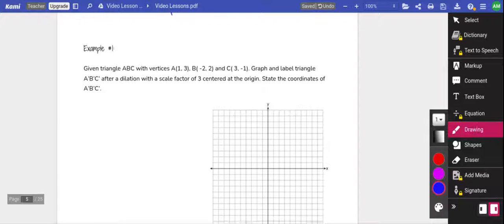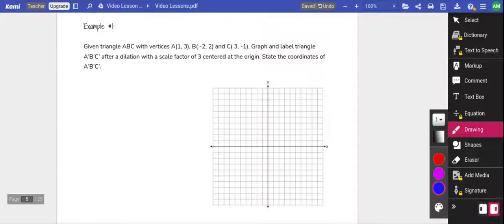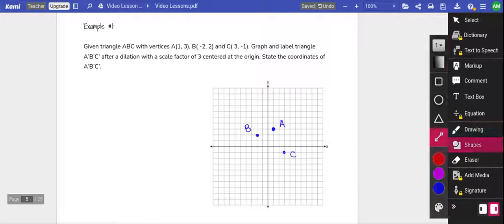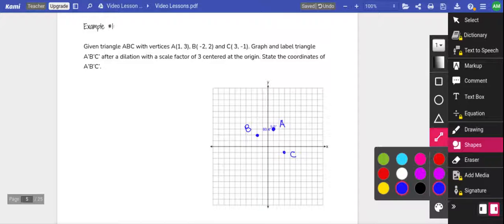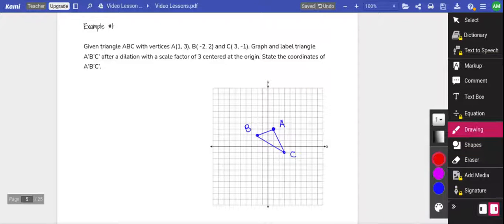Looking at example 1 here, we're given a triangle ABC with vertices at A (1, positive 3), B at (negative 2, positive 2), and C at (3, negative 1). I need to graph, label, and state triangle A prime, B prime, C prime, which is the image of triangle ABC after a dilation with a scale factor of 3 centered at the origin. And I'm going to state those coordinates.